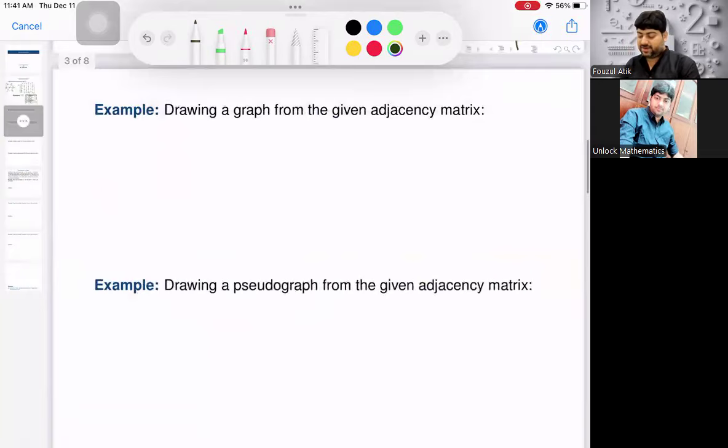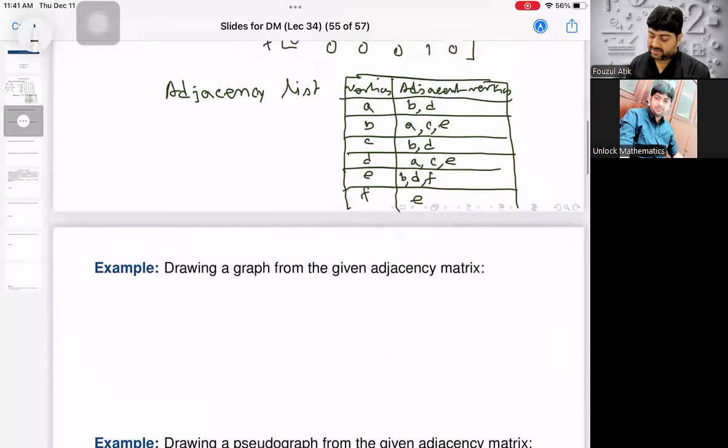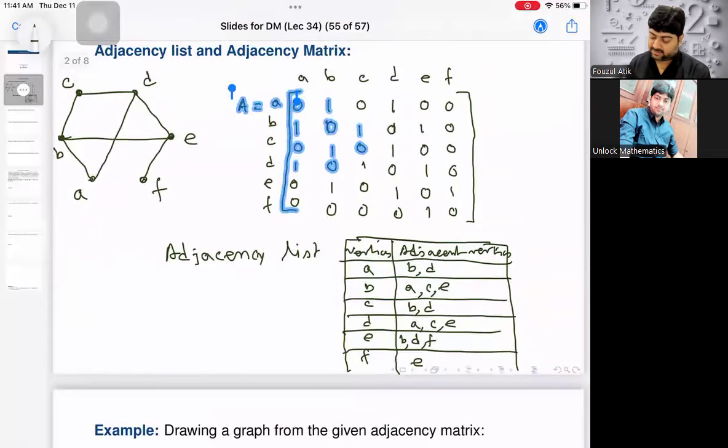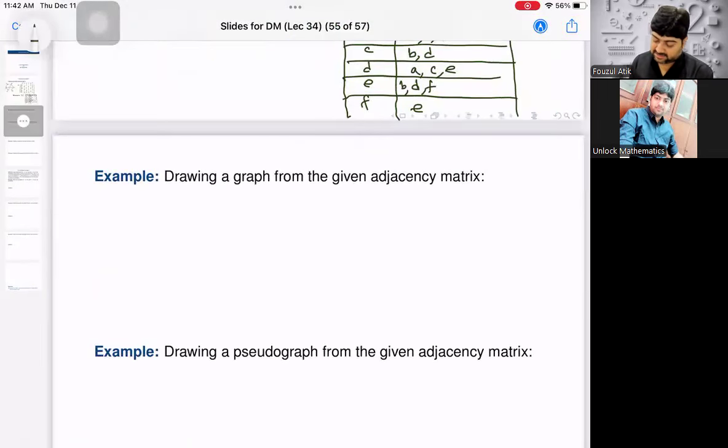Now, similarly, one can also draw a graph from the given adjacency matrix. The same thing: suppose you have this matrix with you, and you just have to draw the graph of it. Or maybe I'll draw a small adjacency matrix and let us see. Suppose a matrix is given: 0, 1, 0. Then 1, 0, 1. And then 0, 1, 0. So I have a matrix.